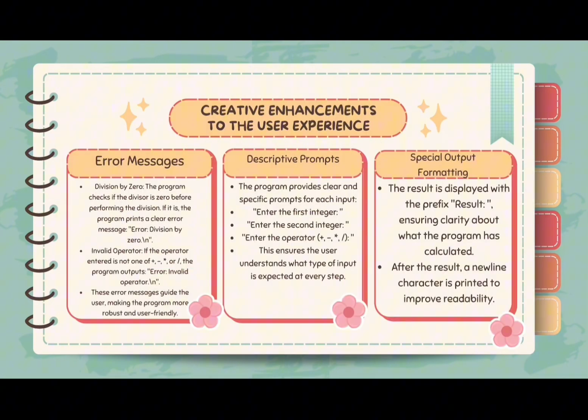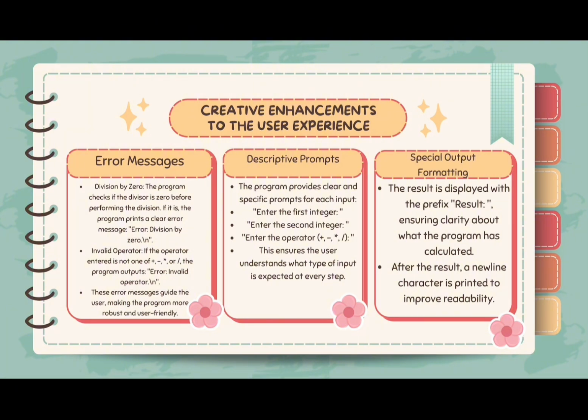Then, creative enhancements to the user experience. First one is error messages. Division by 0, the program checks if the divisor is 0 before performing the division. If it is, the program prints a clear error message, error, division by 0. Invalid operator, if the operator entered is not one of plus, minus, times, or division, the program outputs error, invalid operator. These error messages guide the user, making the program more robust and user-friendly.